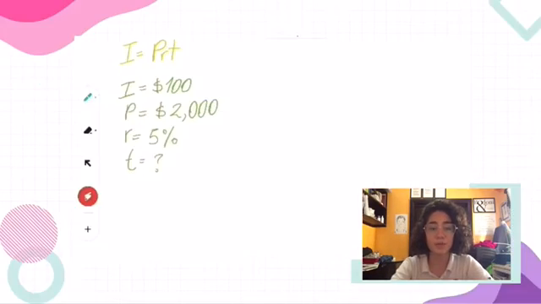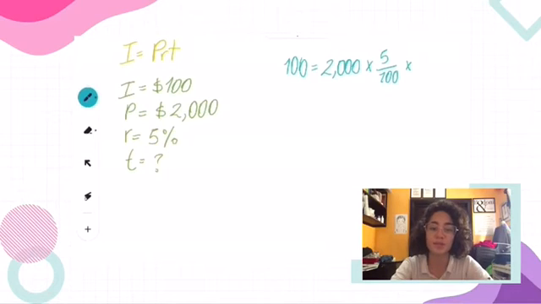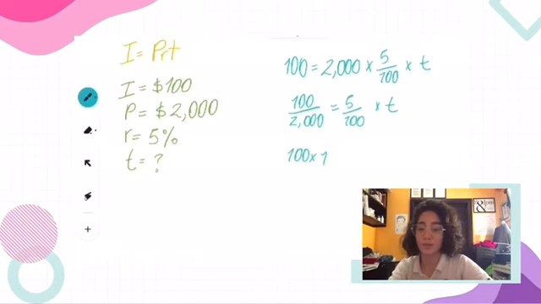In this problem, we are given $100 in interest. The principal is $2,000, the interest rate is 5%, and we are asked to find T, the time in years it will take for $100 in interest to accumulate. We plug all these values into the formula and solve for T. After we solve for T, we get that T equals 1. It will take 1 year for $100 to accumulate.